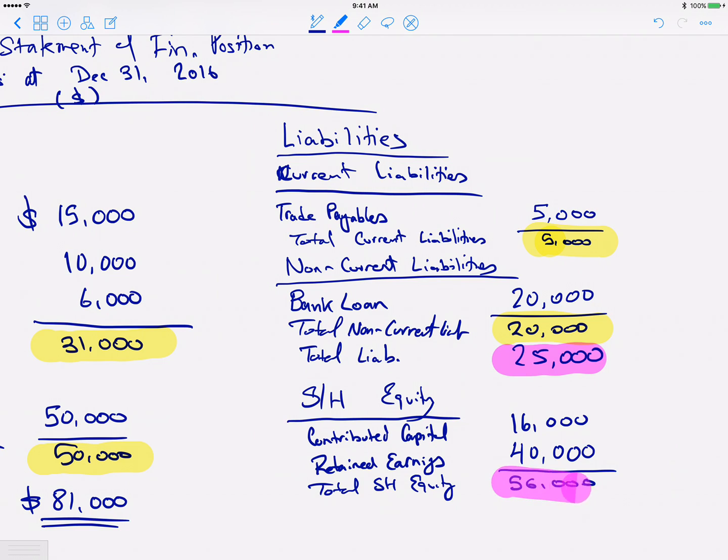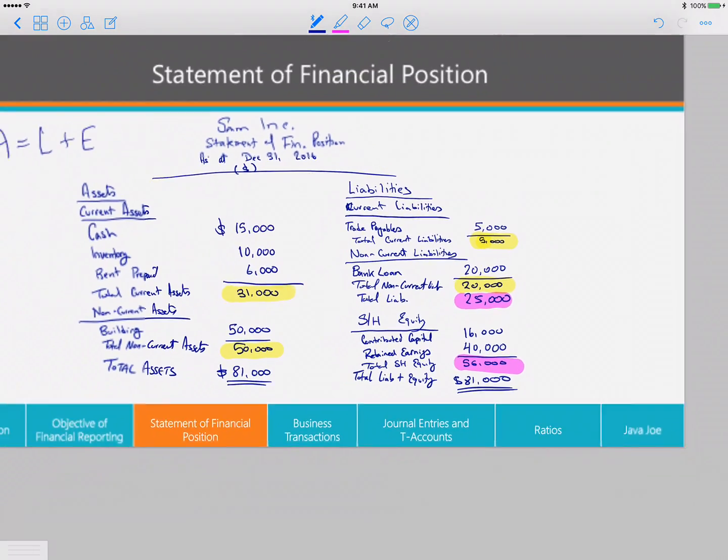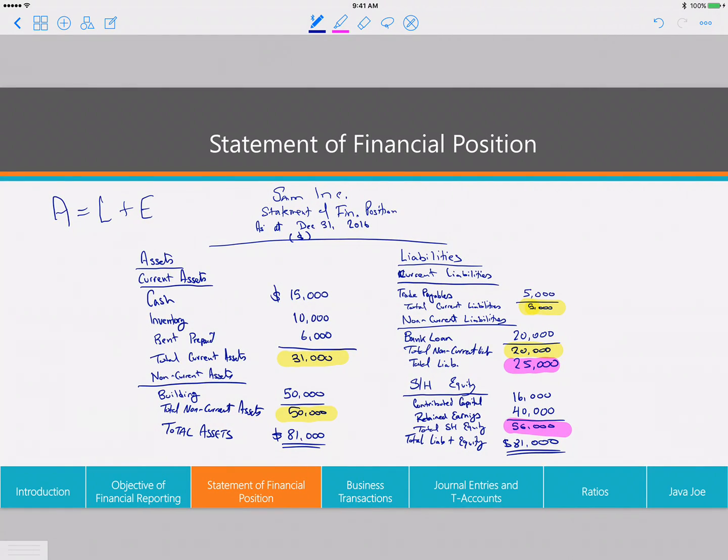So we add the liabilities, and we're going to add the equity, and this is going to give us our total liabilities and equity. So total liabilities and equity, and we have $81,000 total. So if you take a look, the assets here equal the total liabilities and equity. So if we were to look at the company, we can see every single asset that the company has, and we can see every single bit of financing.